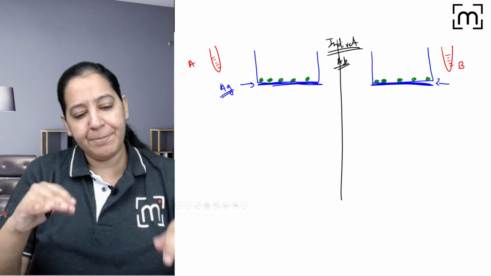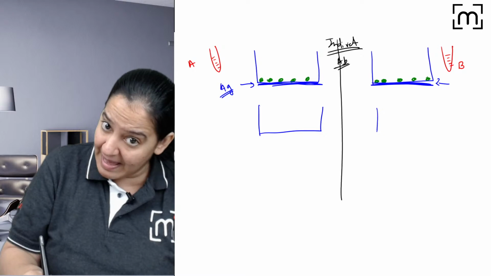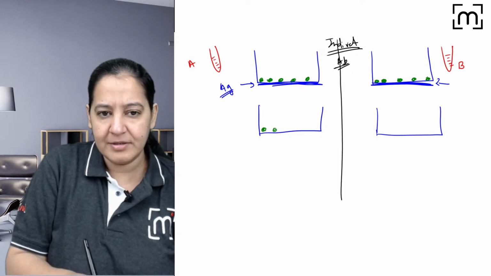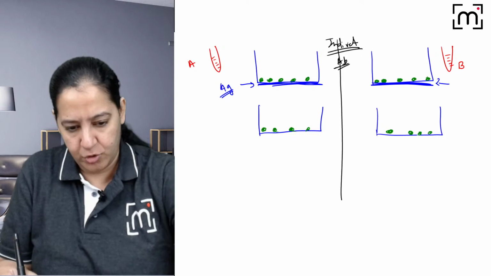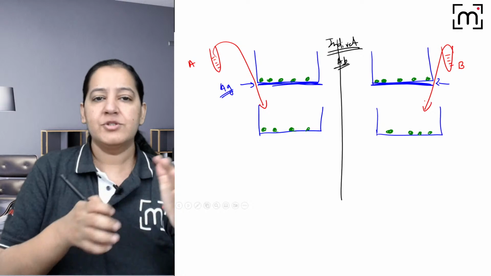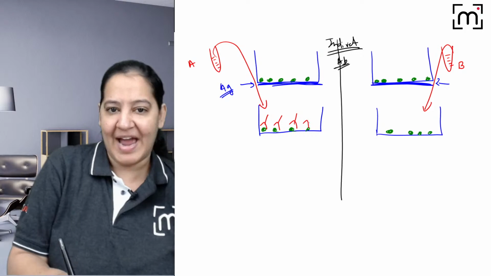Step 2 is adding your sample. So let me draw step 2. In step 2, I will add my sample, patient sample to test. So here I am adding the patient sample, and here also I am adding the patient sample. In patient A, actually antibodies are present, so they will bind with the antigen because it is a positive sample, right?